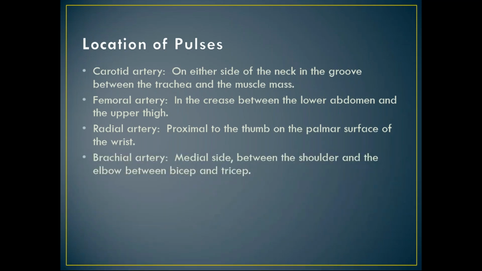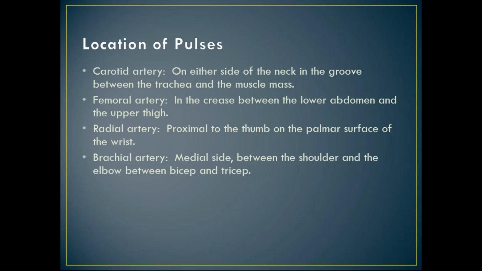Next, we have the brachial artery. So this is going to be on the medial side of that patient's arm, between the shoulder and the elbow, between the bicep and the tricep. So oftentimes you're going to have to move that muscle mass of that bicep over a little bit in order to actually depict that heart rate utilizing the brachial artery.